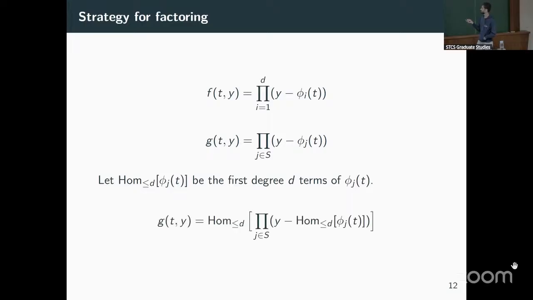And all you notice is that G(t, y) is essentially, I just have to multiply the top degree d terms of the power series. And this multiplication might lead to some higher degree terms. I want to just remove them at the end.